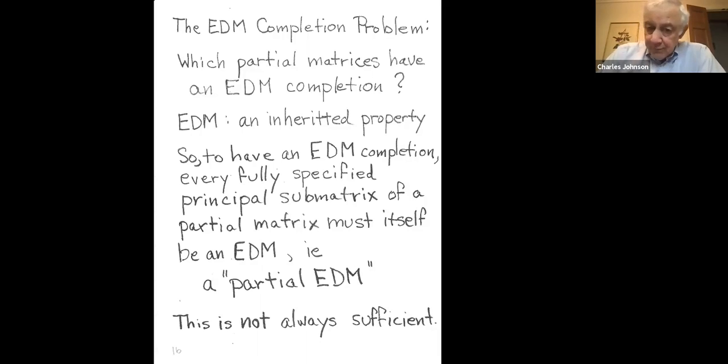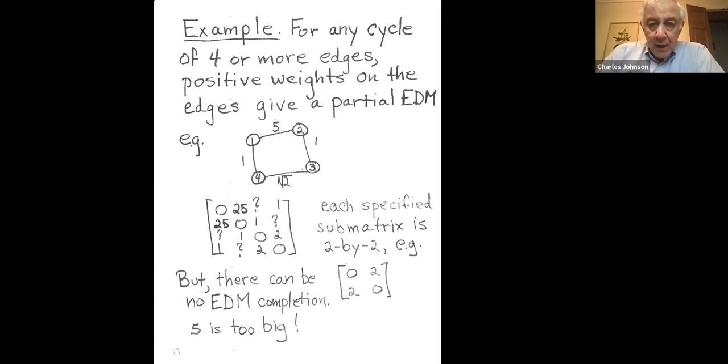And as I mentioned, given the pattern, that may or may not be easy to check. And it's certainly also not always sufficient that I be partial EDM. In other words, things may look locally like distances, but not globally be a set of distances. A simple example is the following. It was sort of referred to by Monique.